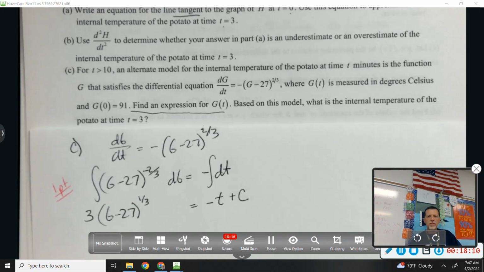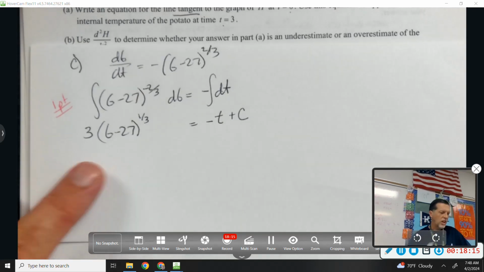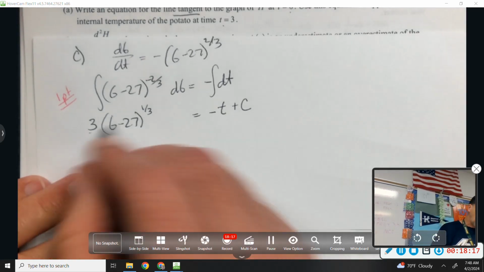Okay, so where am I in this problem? Find an expression for g of t. I haven't done that yet, so I need to solve this for g. So I think I would divide by 3.